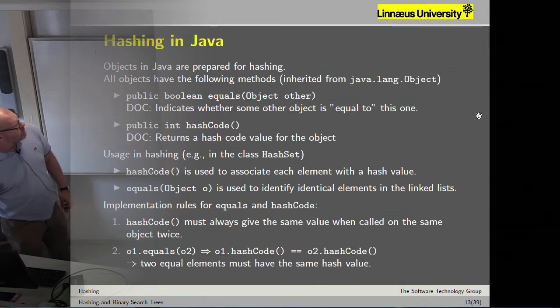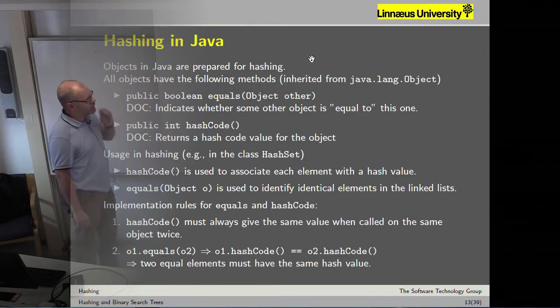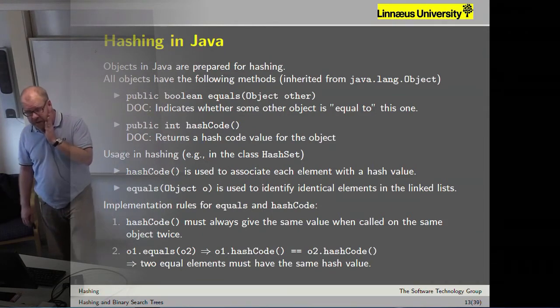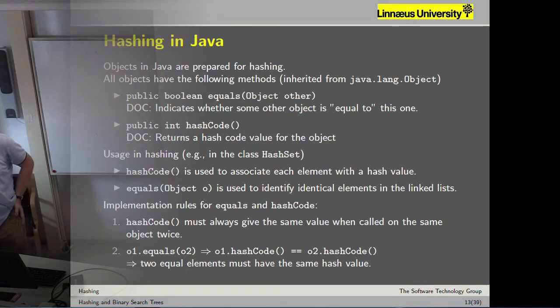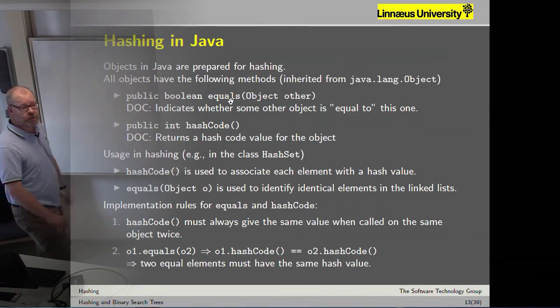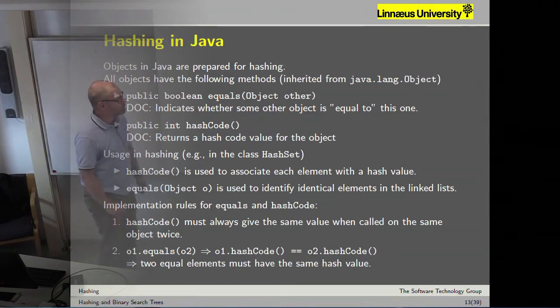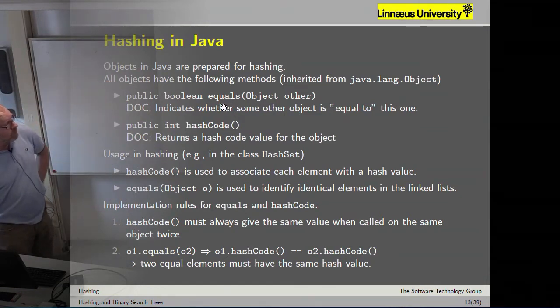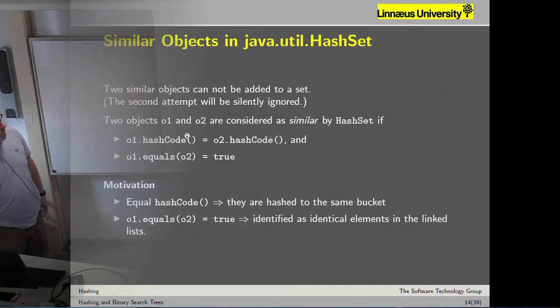So all objects in Java are actually prepared for hashing. I've told you earlier on that they are all inheriting methods from the Object class. So every class in Java is inheriting from the Object class, and the Object class defines two methods, equals and also hashCode. So if you would like to have a student class or whatever class you would like to have, and you would like to use hashing, then you must override these two methods, because these two are used by the hash set.